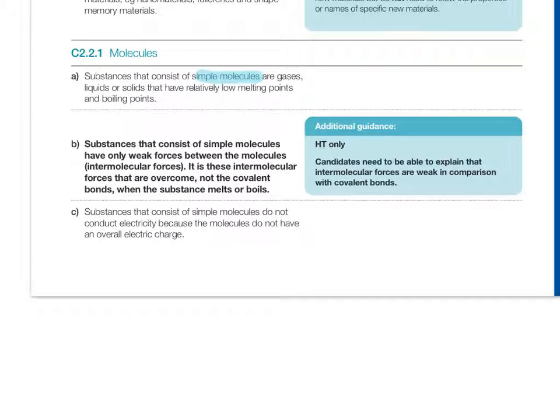Our simple molecules, these simple covalently bonded atoms, are often gases, solids or liquids that have relatively low melting and boiling points. The reason why they have low melting and boiling points is because these simple molecules, for all the atoms within them, are bonded together with strong covalent bonds. Between the molecules, there are only very weak forces. We call these weak intermolecular forces. And when you melt something or boil it, you're actually pulling the molecules apart from each other.